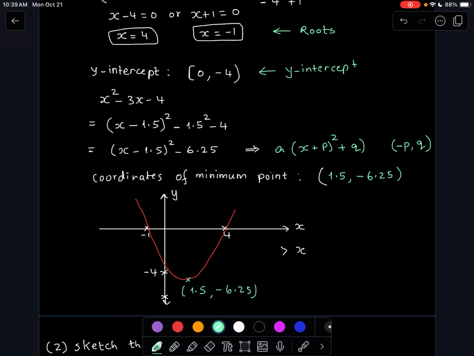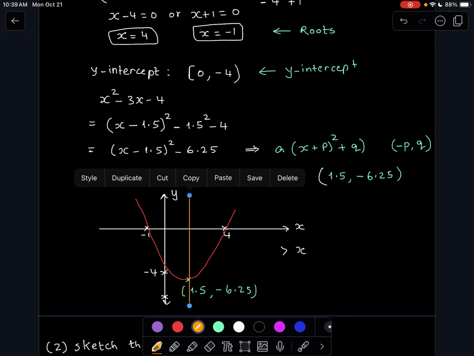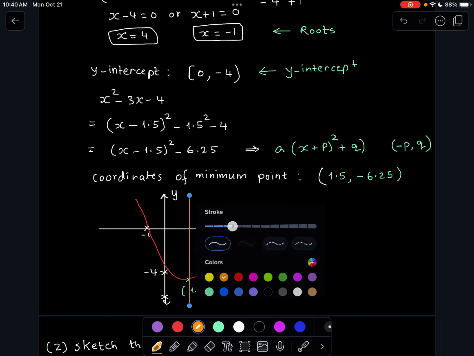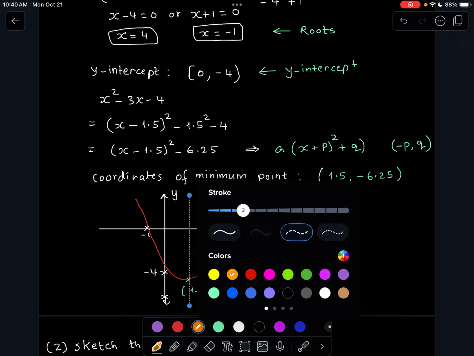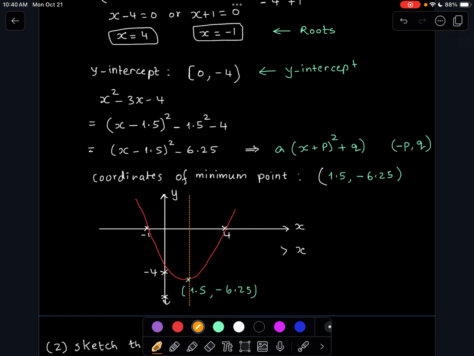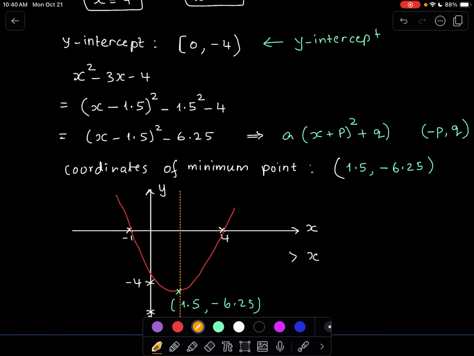And your graph should have symmetry at x equal to 1.5. So if I ask you what is the axis of symmetry, you should be able to tell me that the equation for the axis of symmetry is x equal to, so let us put this as a dotted line here, right? So the axis of symmetry is at x equal to 1.5. So you would score marks if your graph looks symmetrical about the vertex, yeah?